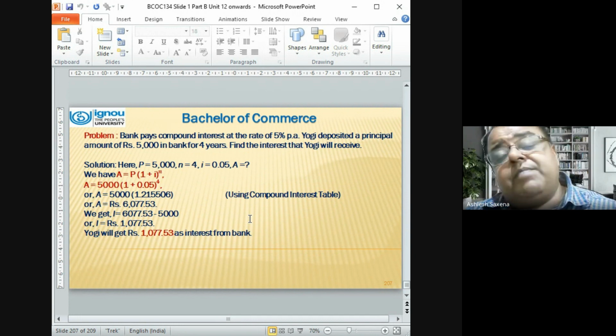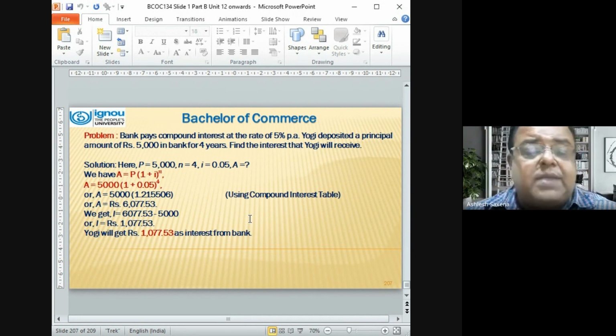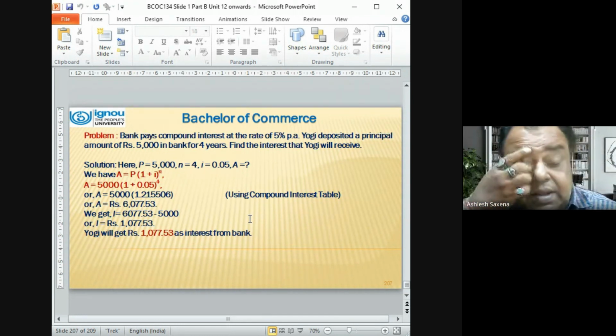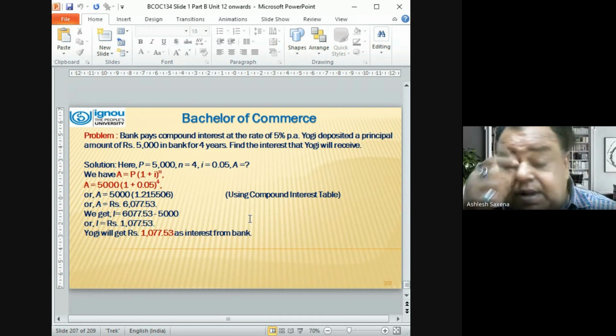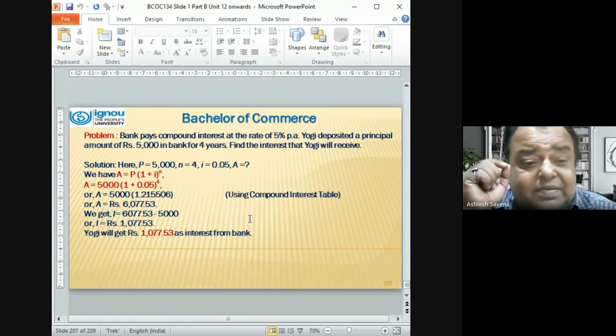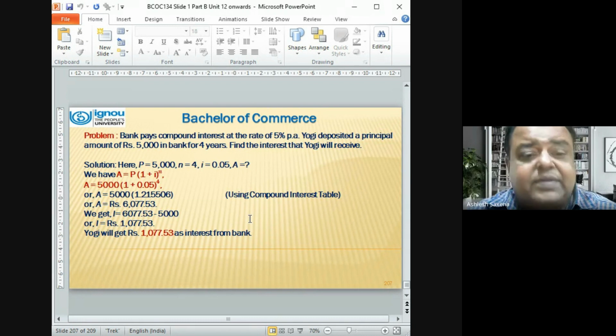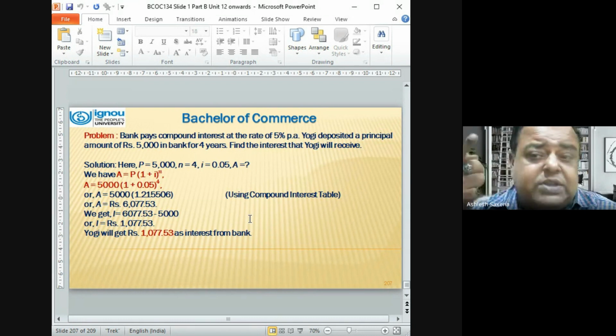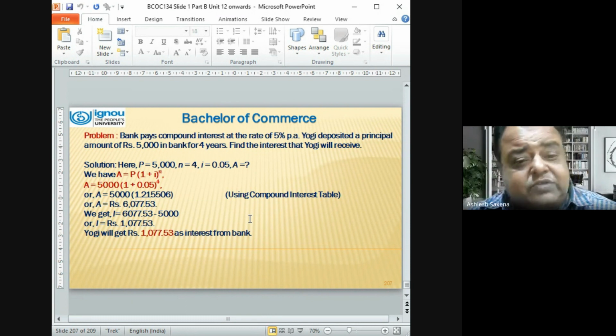This is related to compounding. A bank pays compound interest at a rate of 5% per annum. Yogi deposited a principal amount of 5,000 in a bank for 4 years. Find the interest Yogi will get. In compound interest, remember that you always get the amount. Amount is equal to P into (1 plus R) raised to the power n.